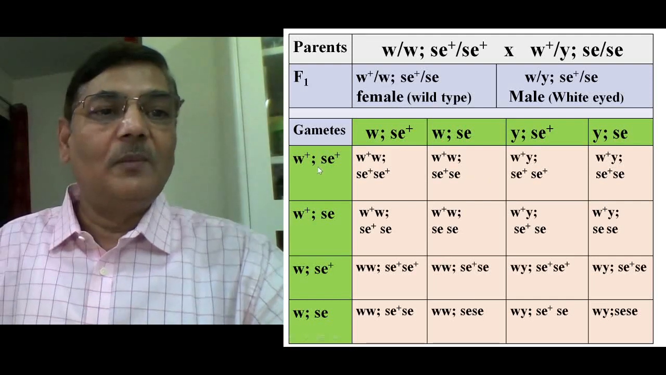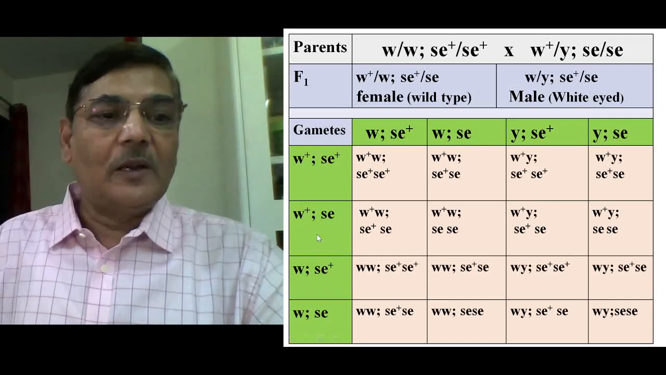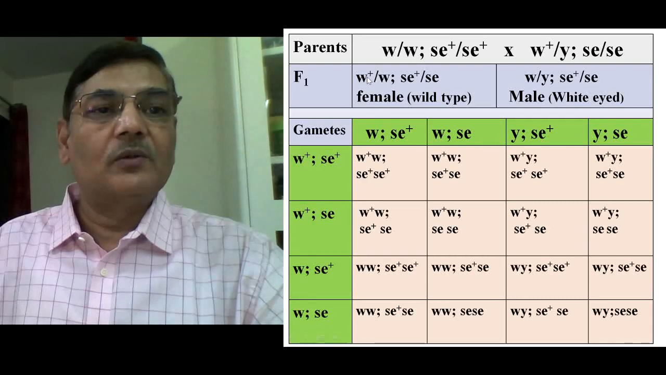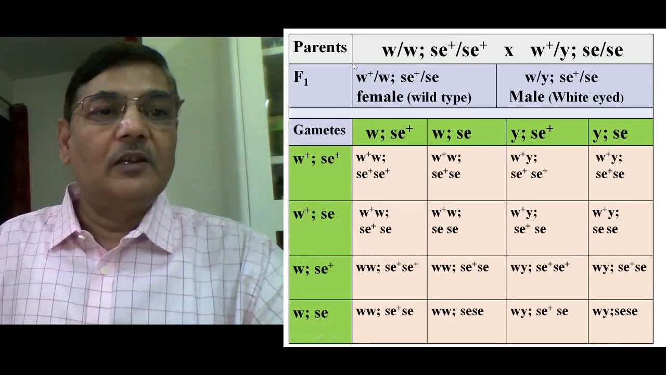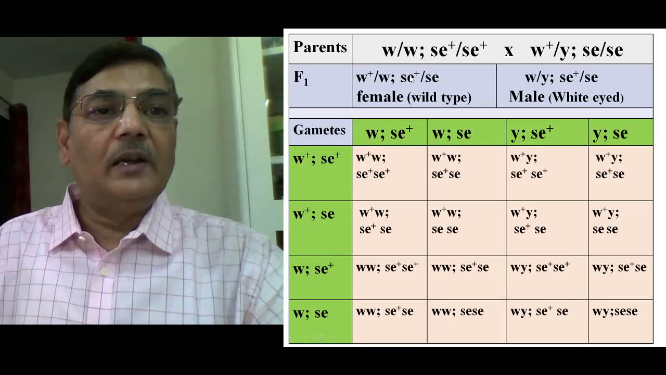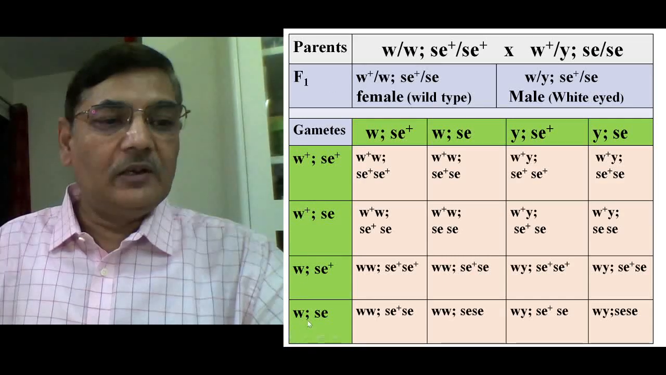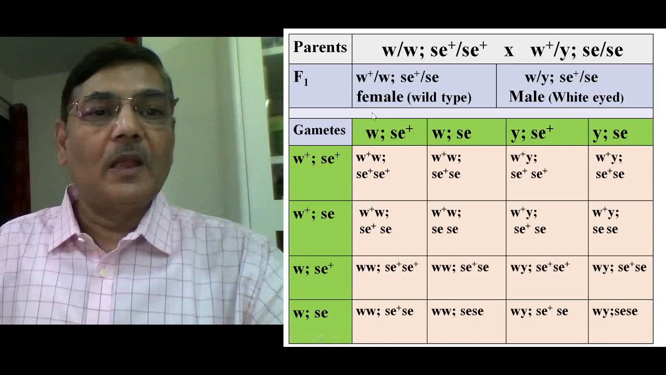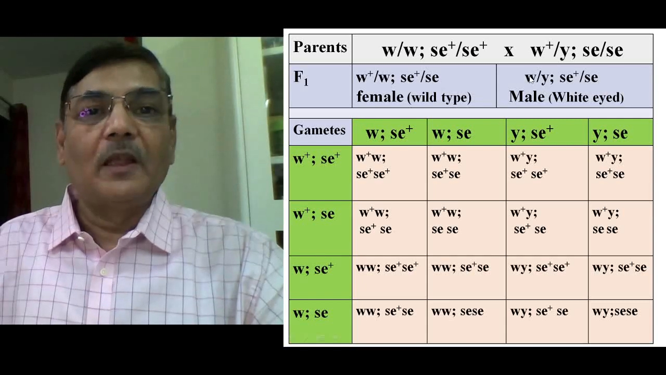So in case of female, four different types of gametes will be formed in equal number. They will be W plus SC plus, then W plus SC, then W SC plus and W SC. These four different types of gametes will be formed equally in case of female. In case of male, again four types of gametes will be formed.